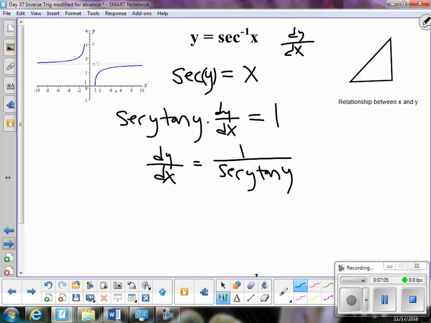We need to see what we can put in for secant y and tan y. We need to look at the relationship between our angle y, that's the right triangle, and x. The secant of y, we want it to be x. So we want secant, which is hypotenuse over adjacent, to be x. So we can make the hypotenuse x and the adjacent 1. Now, we just got to get that missing leg. The missing leg is going to equal the square root of the hypotenuse squared minus the other leg squared.